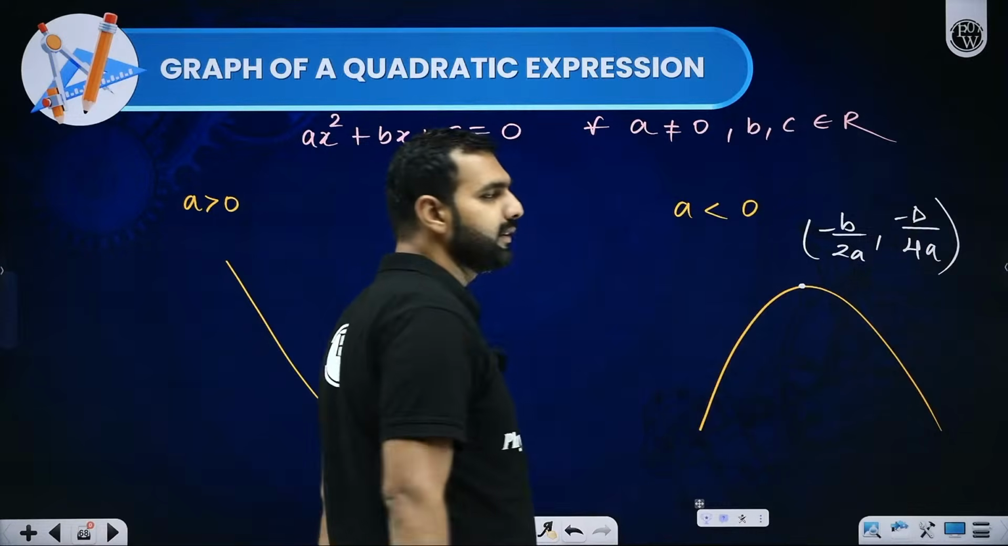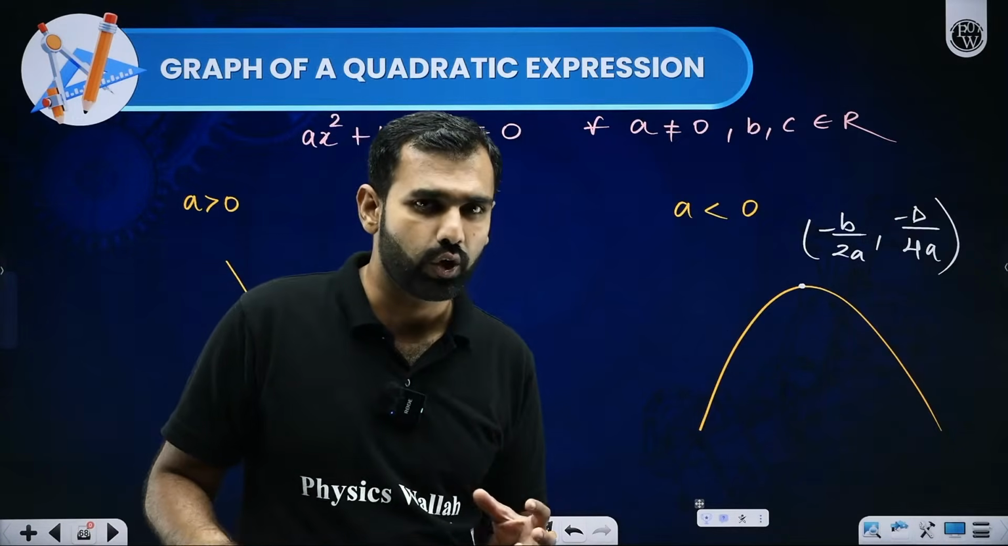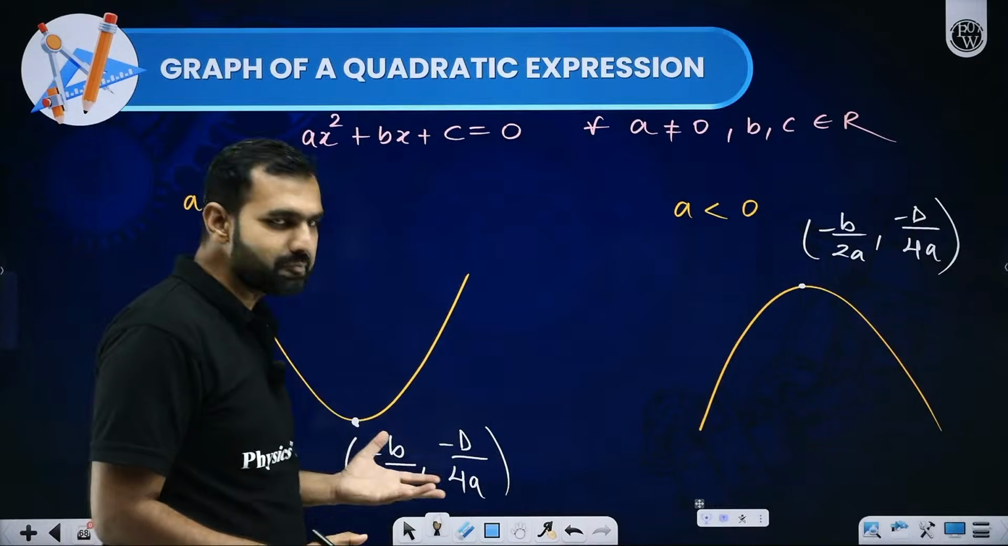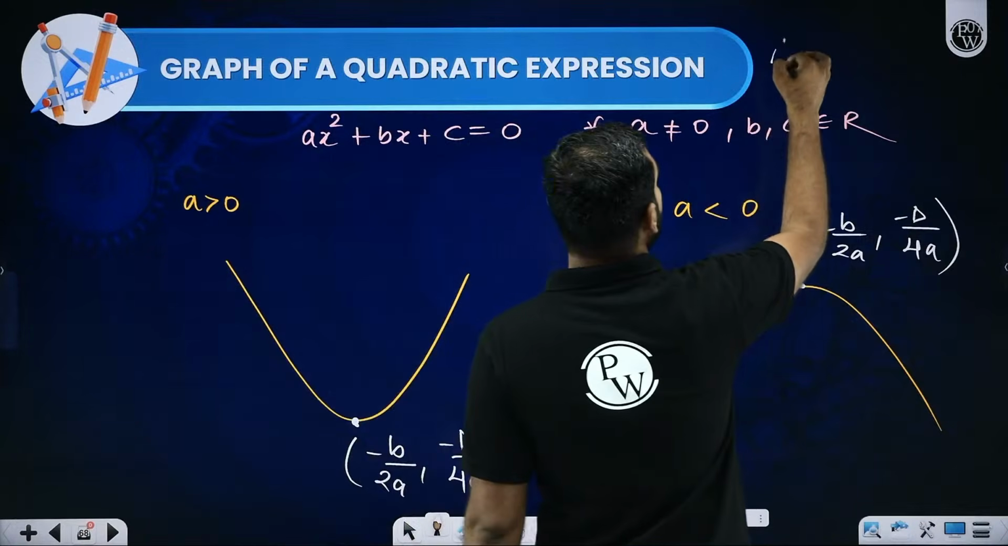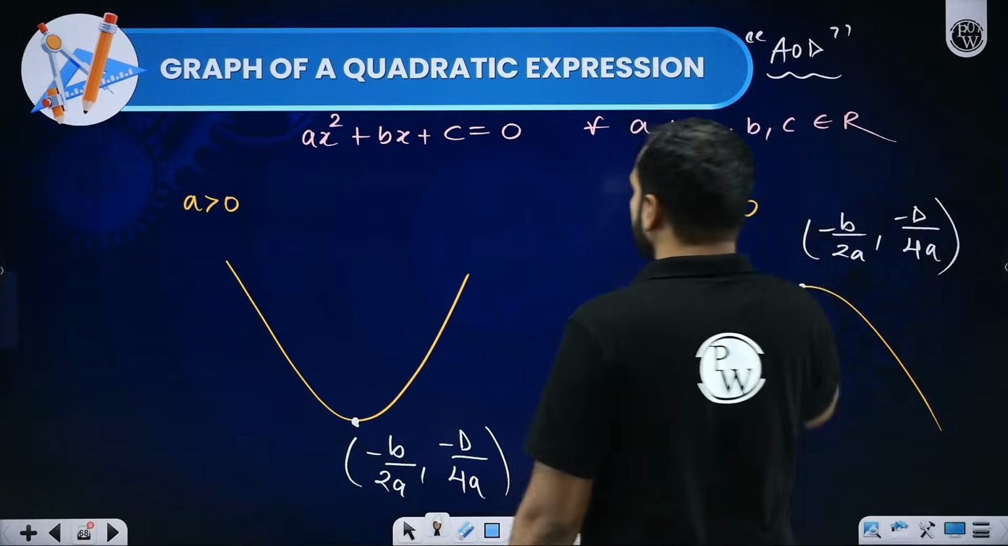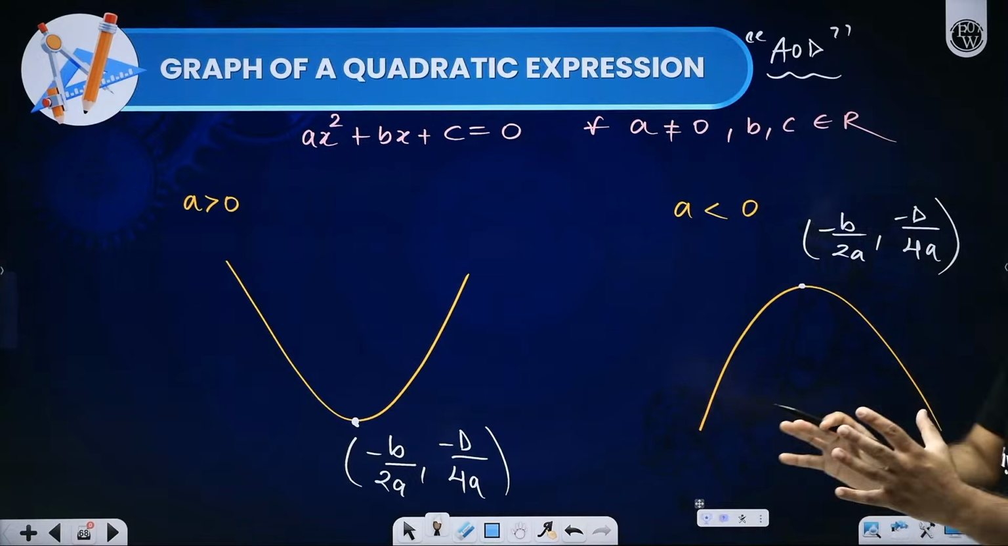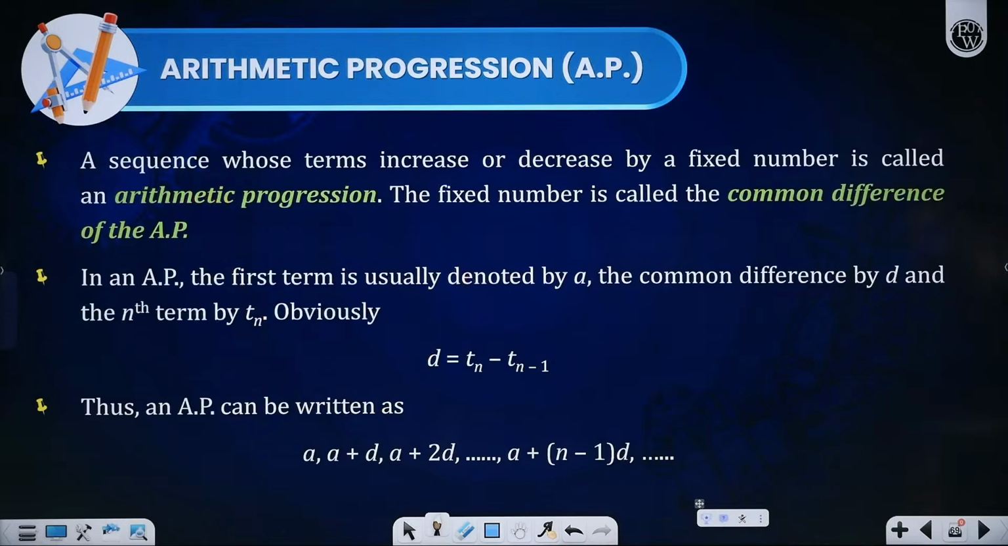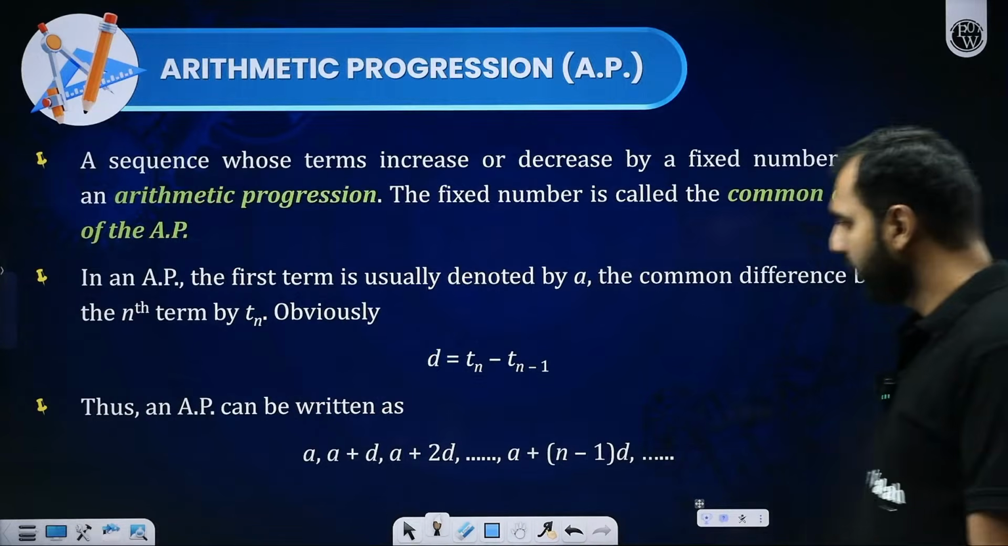If we cannot remember these kinds of tricky or lengthy or complicated formulae, then have patience. Once I teach you application of derivatives or quadratics someday, I'll explain it in more detail, but right now I'm just giving you the result. Everybody comfortably got this? Now, with this, I'm moving towards sequence and series.